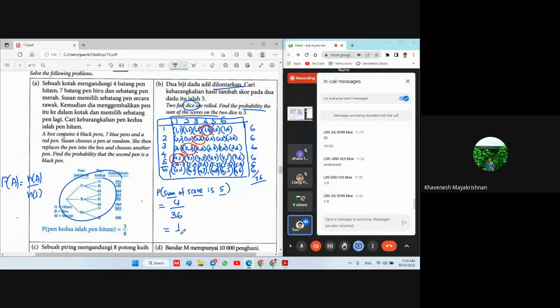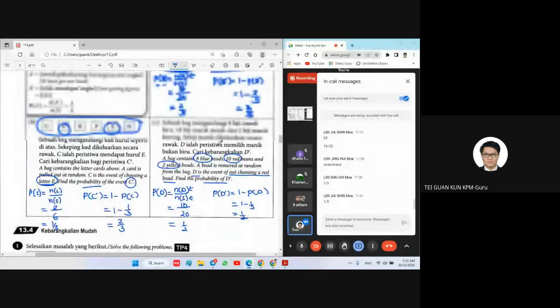One over 9. 1 over 9. Yes, very good. Okay, so you need to know how to do this table to find the outcomes when you roll a dice or you toss a dice. You need to know these outcomes.